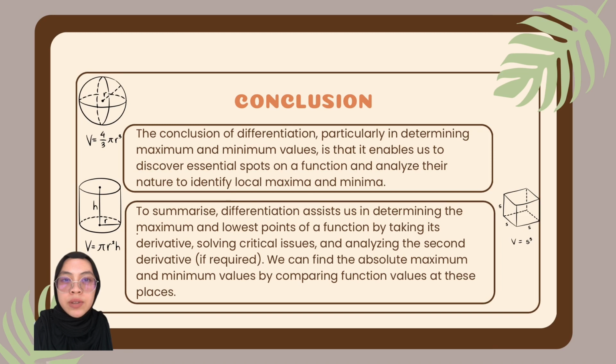The conclusion of differentiation, particularly in determining maximum and minimum values, is that it enables us to discover critical points on a function and analyze their nature to identify local maxima and minima. To summarize, differentiation assists us in determining the maximum and minimum points of a function by taking its derivative, solving critical points, and analyzing the second derivative. We can find the absolute maximum and minimum values by comparing function values at these places.